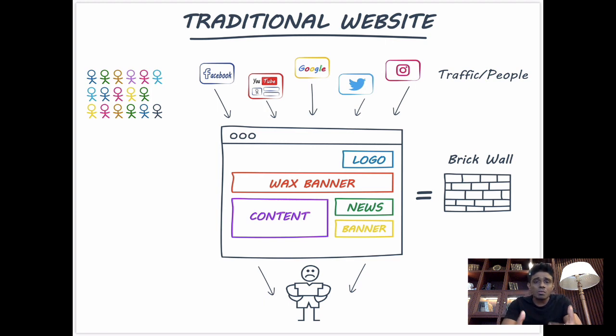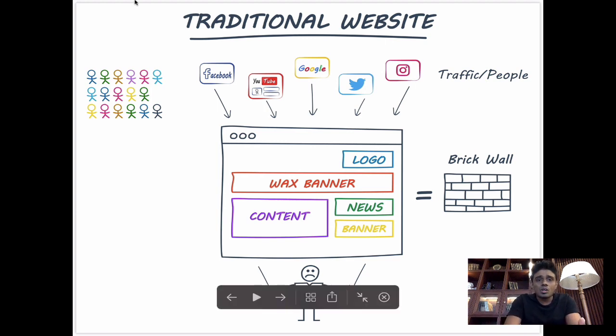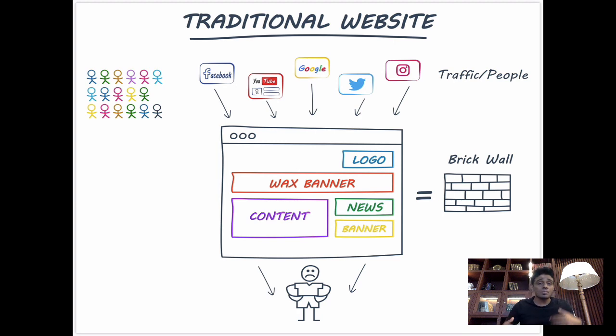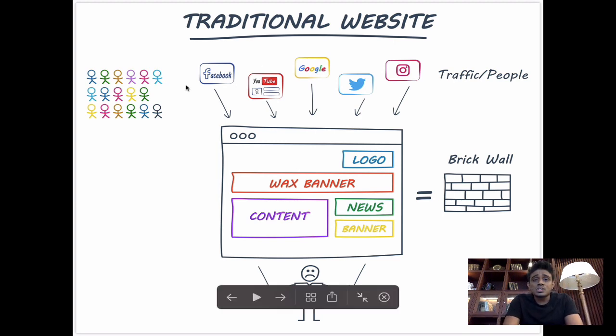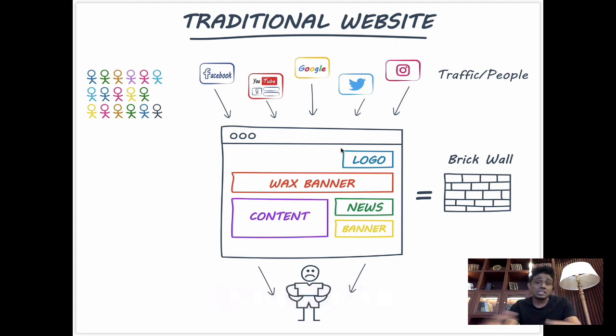And so what we do as marketers, as business owners, whatever it is, we go to all the different platforms. We go to Facebook, we go to YouTube, we go to Google, we go to Twitter, we go to Instagram, and we pay these platforms. Some of them it's free, whatever it is, right? We send people to our website. And when you send people to this website, it's confusing. It's a lot of things. There are so many things that people have to do.